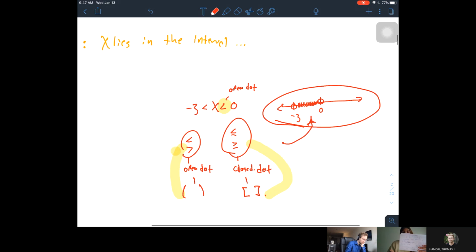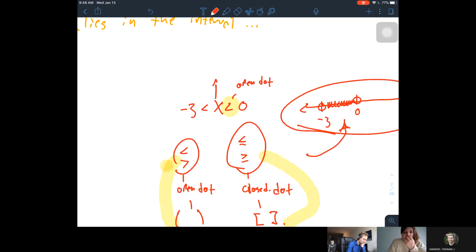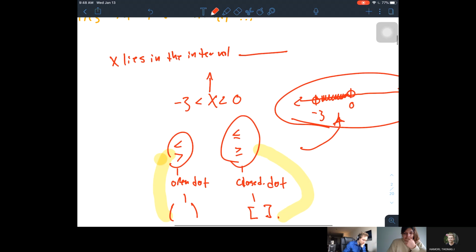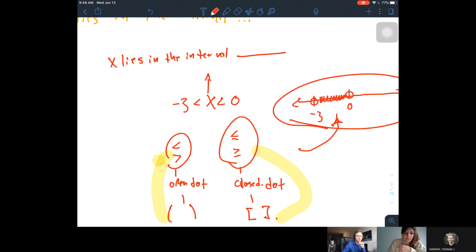So, for example, we could translate this. Let's take a look at -3 less than x less than 0. We could translate that into interval notation by saying x lies in the interval. What should go in my blank? I don't know. I really don't know about it.